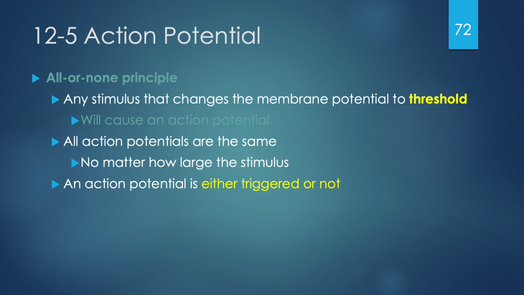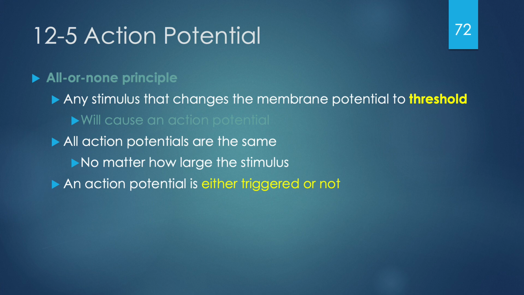So there's no such thing as a big action potential or a small action potential. We can only have more of them more frequently. It doesn't matter how large the stimulus is, they're all going to be the same. And an action potential, as its final take-home point here, is either triggered or it's not.